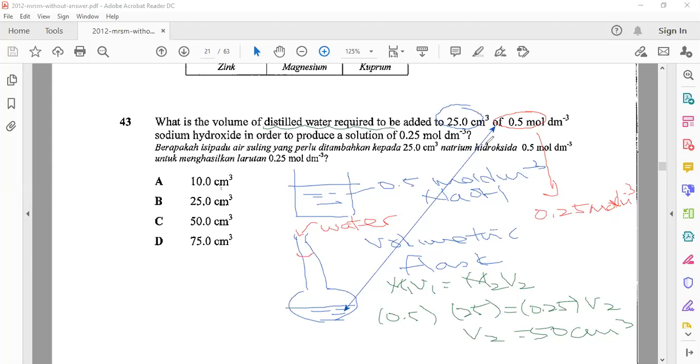So now, the question wants the volume of distilled water required to be added. That means now you already have 25 centimeter cube. You want to add in water until it becomes 50 centimeter cube. How do we know the 50? It is from our calculation here. Therefore, you have to add in another 25. That's why your answer is B1. Okay, I hope you are okay with this.